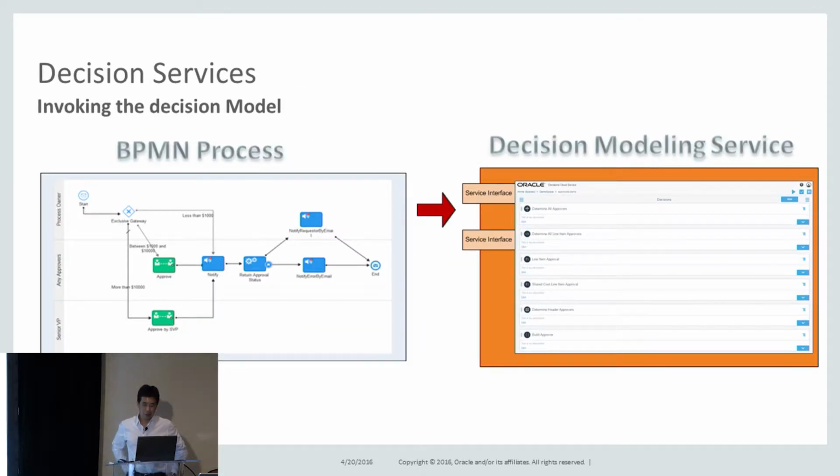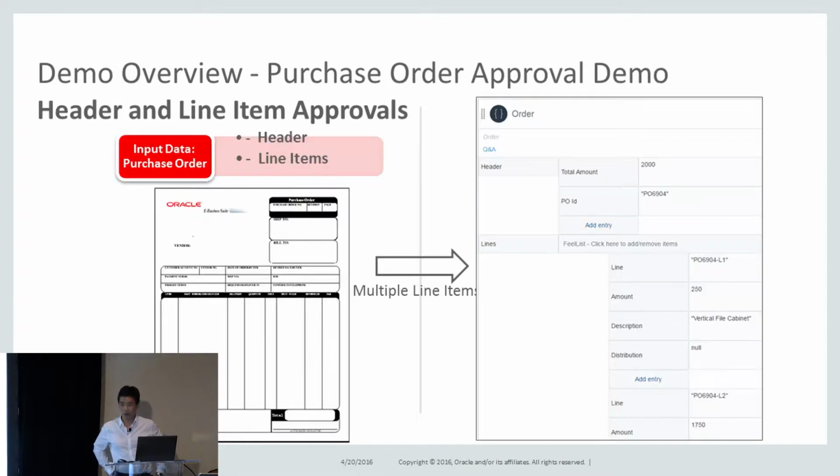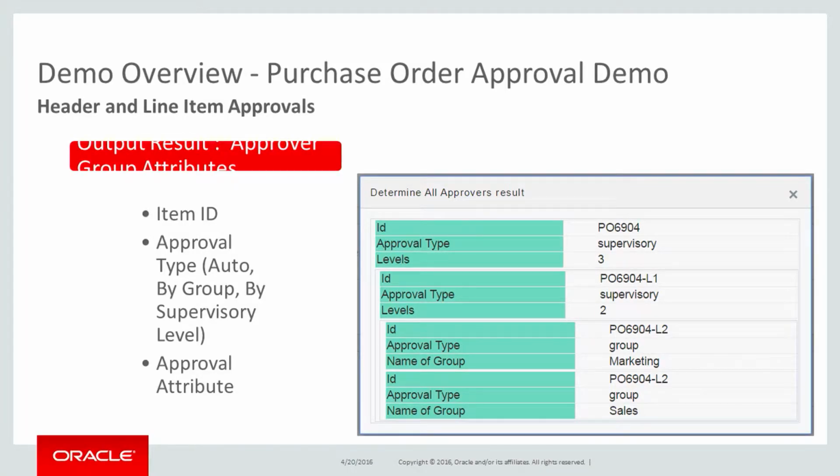Finally, there's the decision service. Once you design the decision model, you want to expose it, and the decision service is for encapsulating one or more decisions in the decision model for external consumption. For instance, a BPMN process can call a decision model through the decision service. So here is our demo. This is a purchase order demo where we have a list of purchase orders with headers and line items. The output will be a list of approval attributes, and the approval attributes will tell how the item should be approved and who should be approving it.